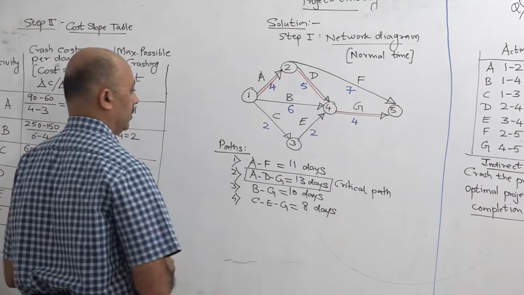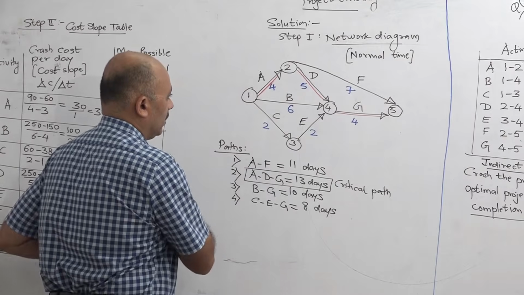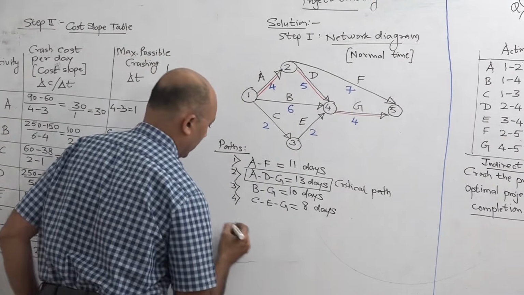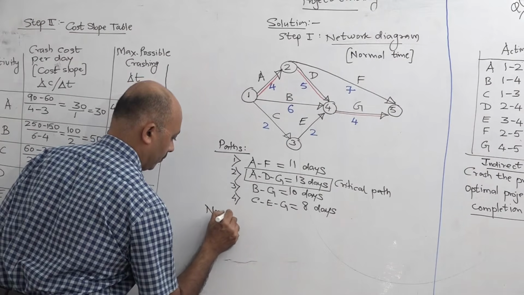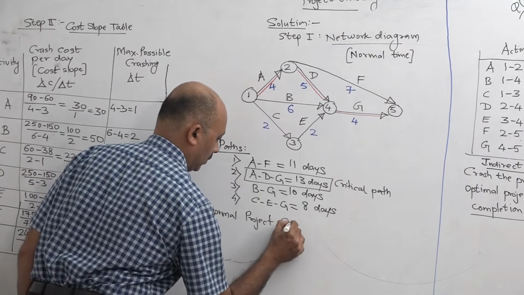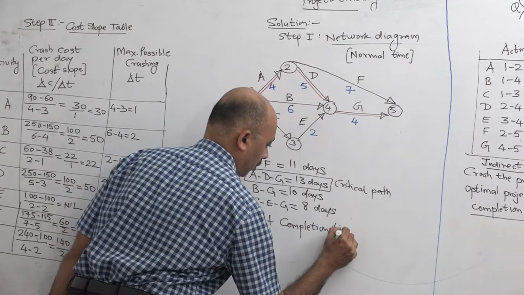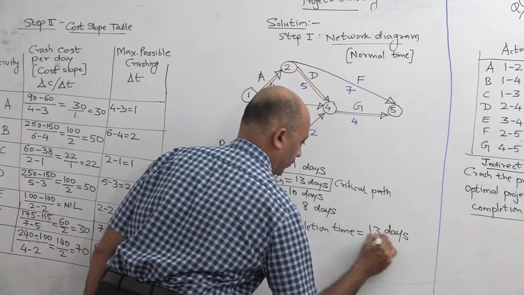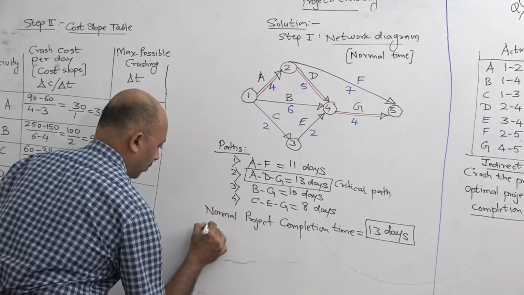Okay, so critical path is ADG, and so we can say that now completion time is 13 days. Now see here, this is the normal completion time. So we can say answer number 1: normal project completion time, 13 days. Now we have to calculate the normal project cost.